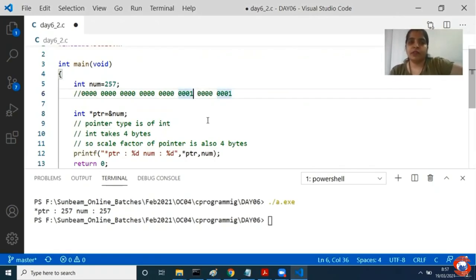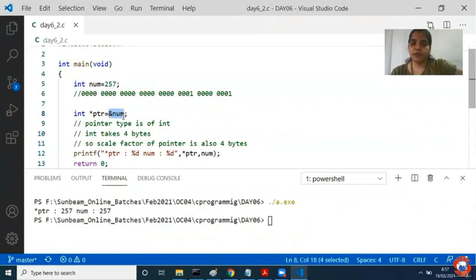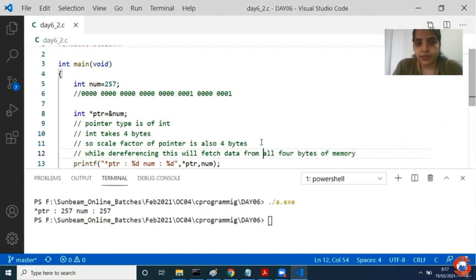बाइनरी में अगर मैंने कन्वर्ट किया तो 257 को, ठीक है ना. If you observe, जब मेरा पॉइंटर is holding address of num, pointer type is of type integer. Integer takes 4 bytes, the scale factor of pointer is 4 bytes. Means what? While dereferencing, this will fetch all 4 bytes of memory. Fetch data from all the 4 bytes of memory.